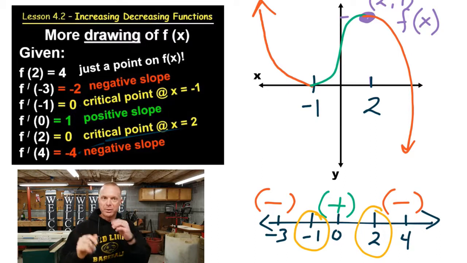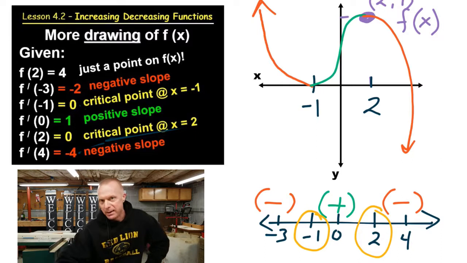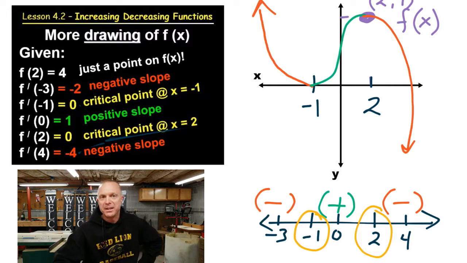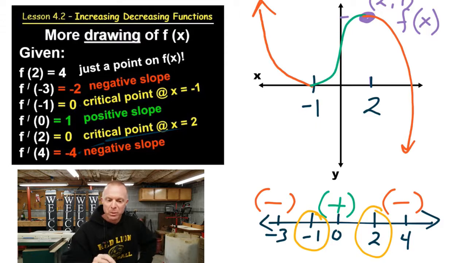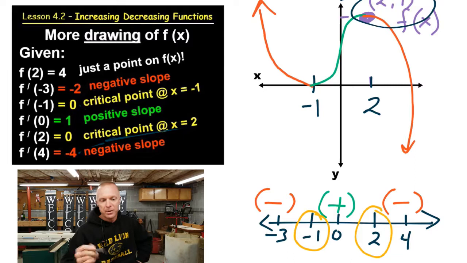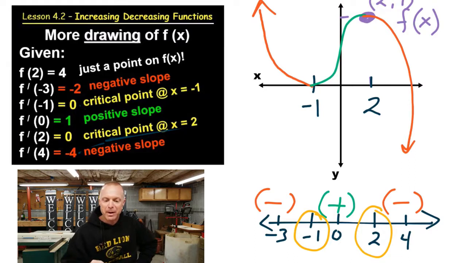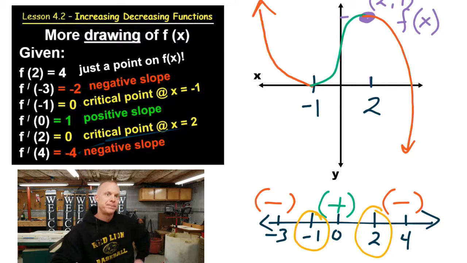And just in case you're wondering, the graph that I drew, we don't know for sure if that's the exact height, if that's the exact y value of the graph. The only y value that we actually have was the first one at (2, 4). So after that, I don't know for sure if the graph gets any higher or lower. I just drew it so that we could see the changing slopes.